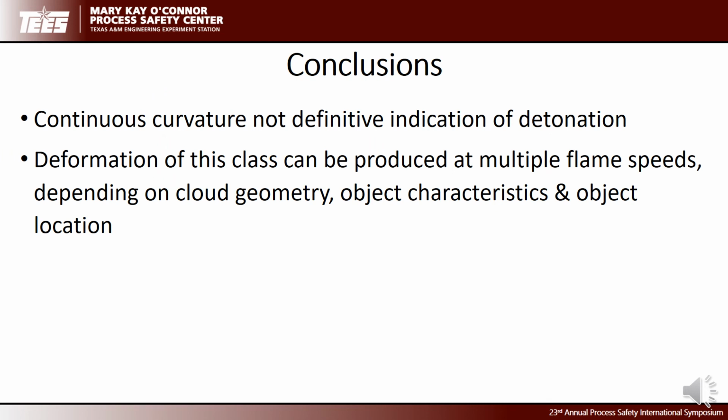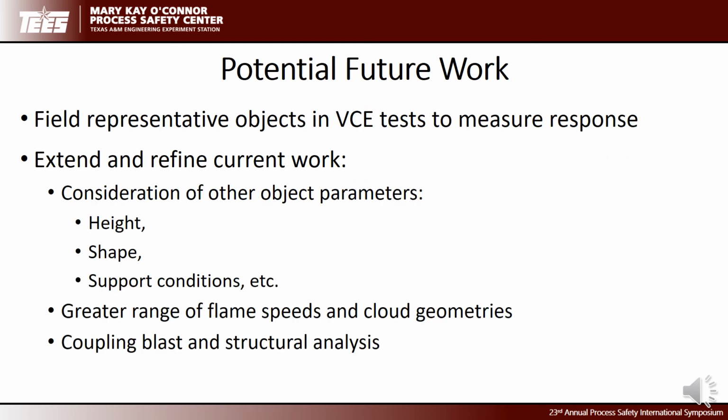So what are our conclusions from this? Well, as you could see on the last slide, at least in our analysis, continuous curvature is not a definitive indication of detonation. Deformation of this type, that is of continuous curvature, or things that could be classified as continuous curvature, can be produced at multiple flame speeds, and it depends on the cloud geometry, the object characteristic, and the object location, whether it's inside the cloud or outside the cloud, and for either of those, how close or far away to the center of the cloud it is.